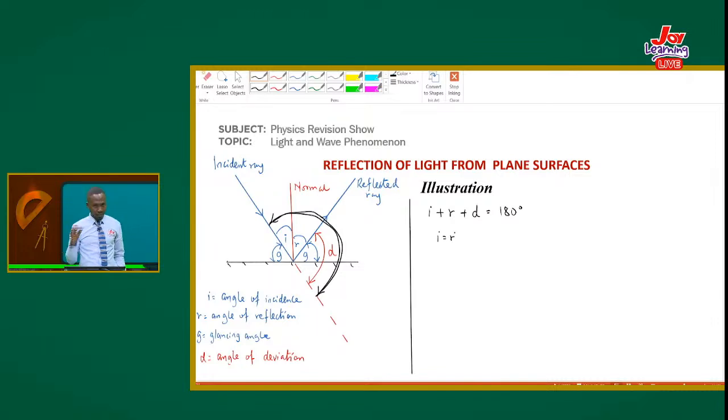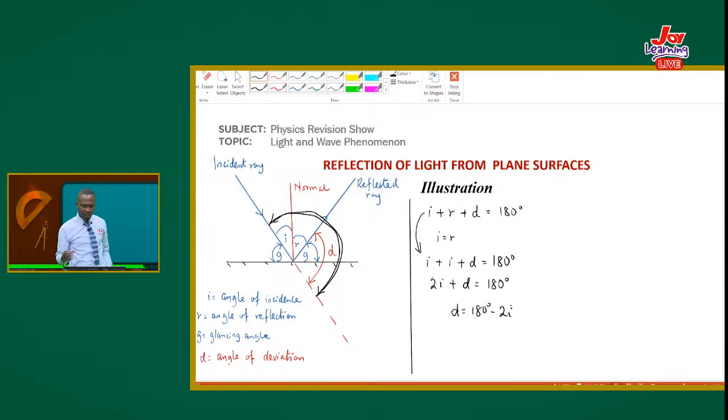If I is equal to R, then instead of R, I'm going to put I in its place. So now, instead of R here, I put I there, plus D is equal to 180 degrees. I'm going to get 2I plus D is equal to 180 degrees. I'm making D the subject. So D is going to give me 180 degrees minus 2 times I. So the angle of deviation is equal to 180 degrees minus 2 times the angle of incidence. So I think I've given you a clue to solving one of the questions in the problem of the day. And you should be able to solve that. So we can move on.